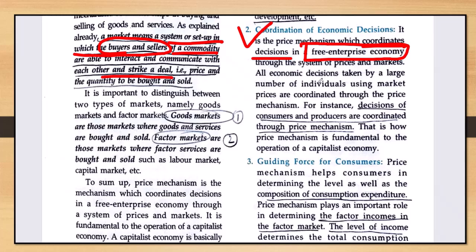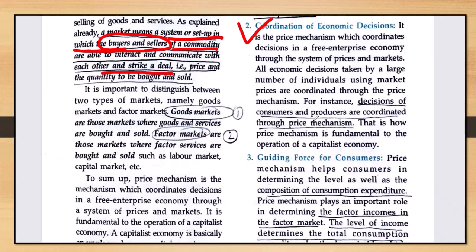Why? By coordinating the demand and the supply decisions, we basically reach the prices. And by knowing the decisions about the prices, we come to know about the decisions of the consumers and the producers through this price mechanism. So there is an equilibrium, there is a stability. That means to take the correct decisions about the correct price.